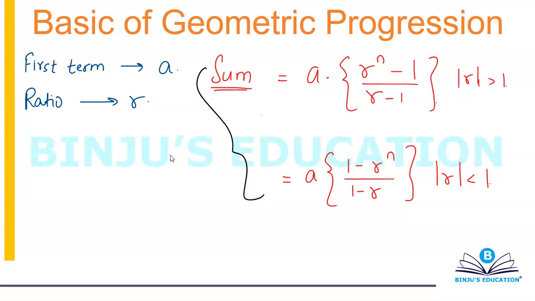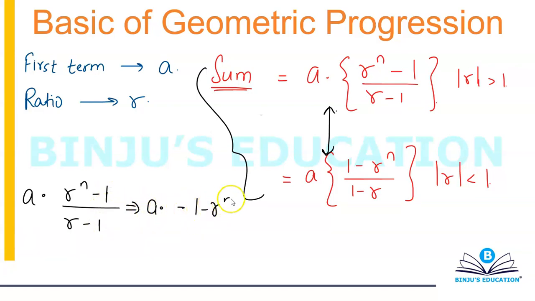Understand why. In order to come to the second formula from the first one, they have taken a negative common from both numerator and denominator. So if I take the first expression, A into R to the power n minus 1 divided by R minus 1, and take a negative common, this will become A into 1 minus R to the power n divided by negative 1 minus R. These two negatives will cancel and you'll get the same formula.